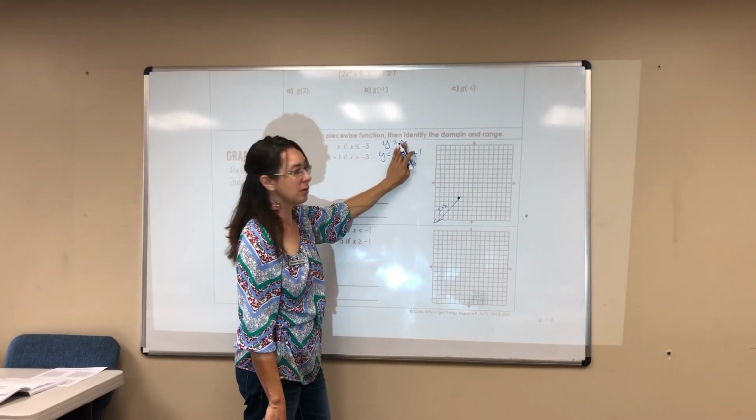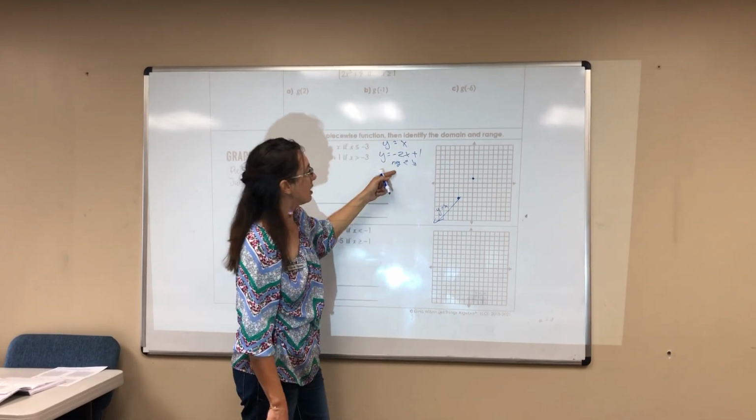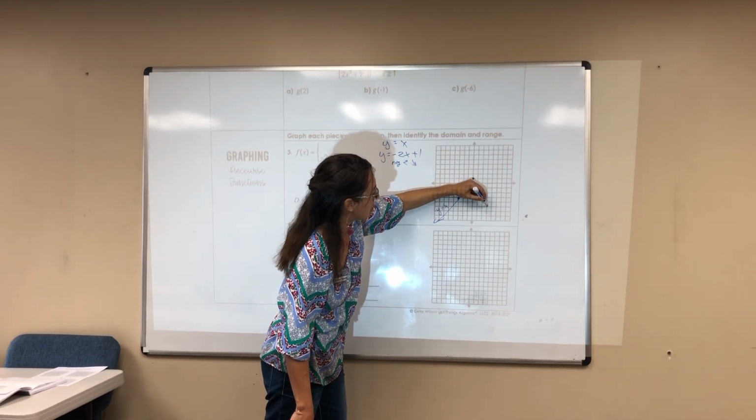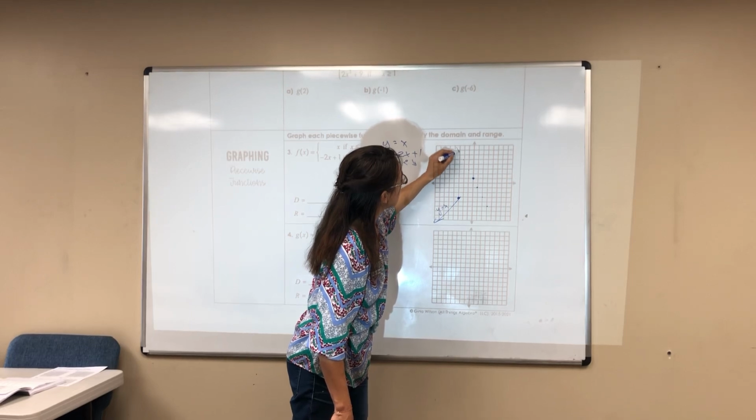Yep, when x equals 0, so we cover it up. When x equals 0, y equals 1. So I'm going to plot that and then go down 2 over 1. Down 2 over 1. Okay? So there's my line.